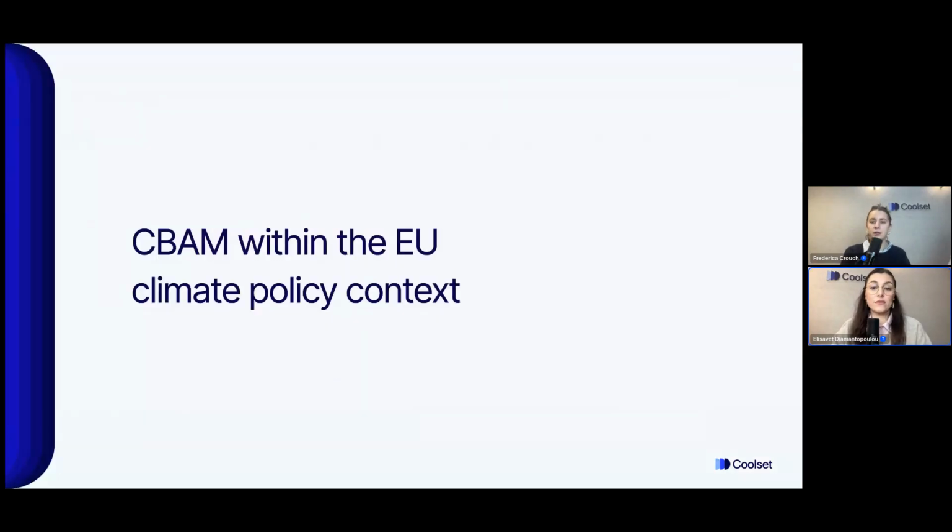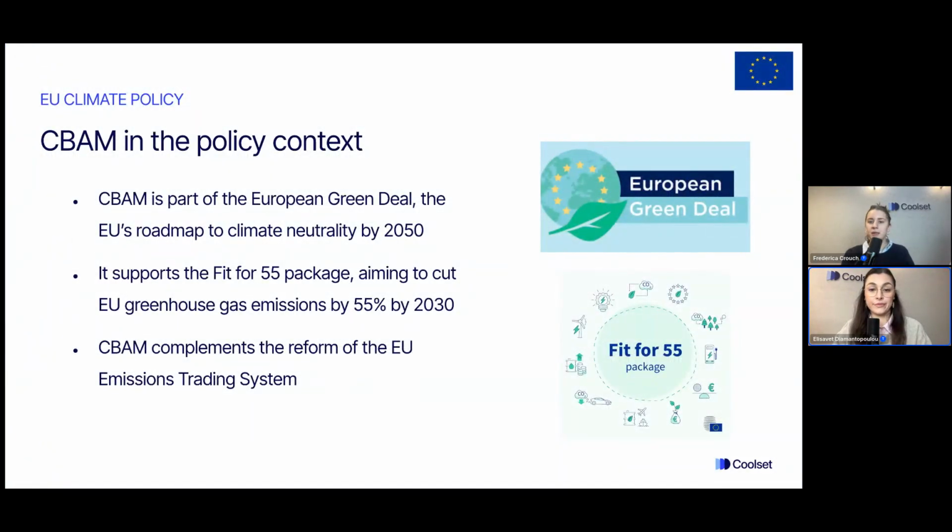Next, we'll consider CBAM a bit more broadly and how it fits within the wider EU climate policy context. So CBAM isn't a standalone trade measure, but it's part of the European Green Deal, which is the EU's roadmap to climate neutrality by 2050. And it also supports the Fit for 55 package, which aims to reduce EU greenhouse gas emissions by 55% by 2030 based on 1990 levels. And CBAM is an important part of this.